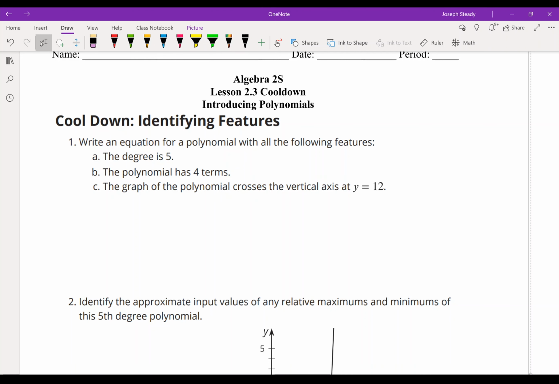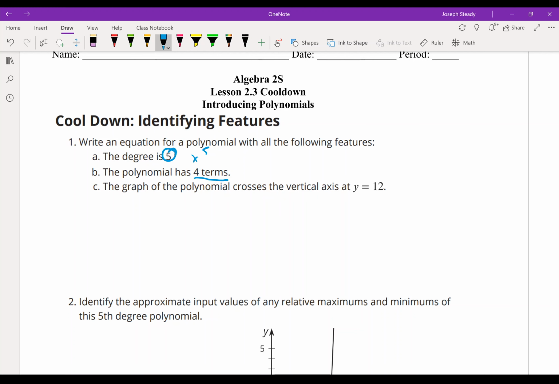In lesson 2.3 Cooldown, the first question we're asked is to write an equation which has the following features. So first of all, they tell us the degree is 5. That means I must have an x to the 5th somewhere in there, or as the highest exponent. They also tell us it has to have 4 terms, which means there must be 4 separate pieces that are being added or subtracted together.